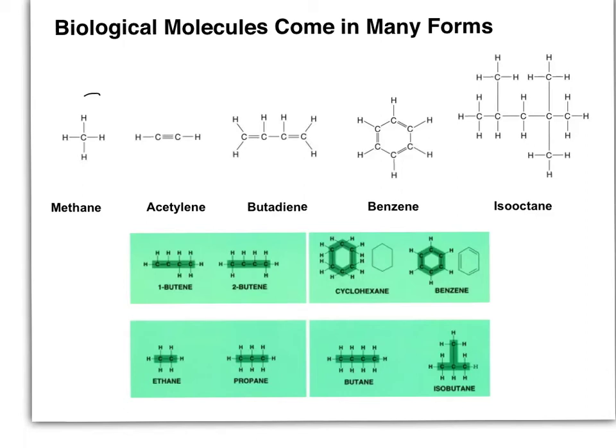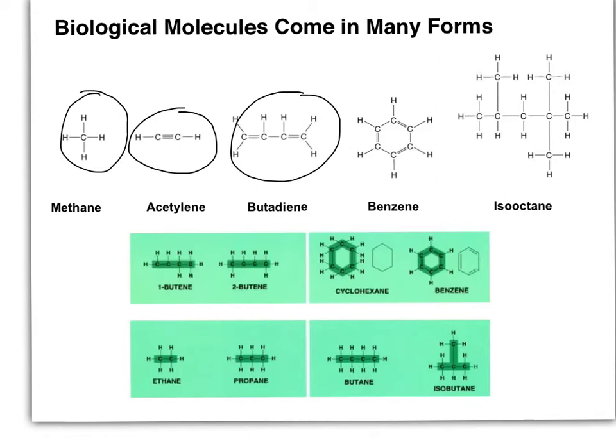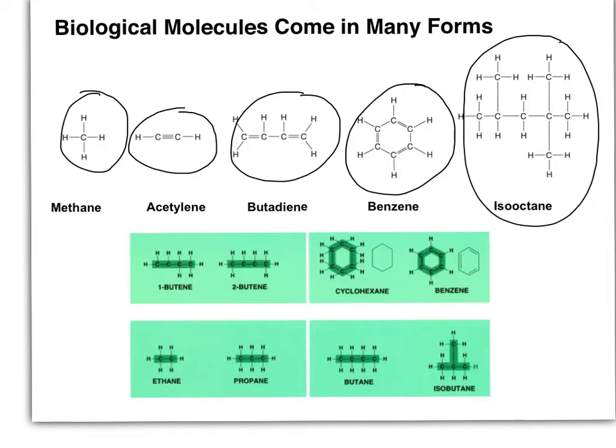For example, some molecules like methane are pretty simple. Other molecules like acetylene have triple bonds, while in methane there were only single covalent bonds. Butadiene has both single and double bonds. Some biological molecules actually have ring shapes with alternating single and double covalent bonds, while other molecules like isooctane have a branch structure, where there is a linear chain of carbon and hydrogen atoms with branches that come off of that linear chain. This is just to show you that there are different forms of biological molecules.